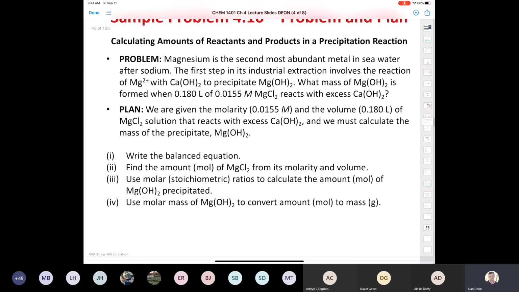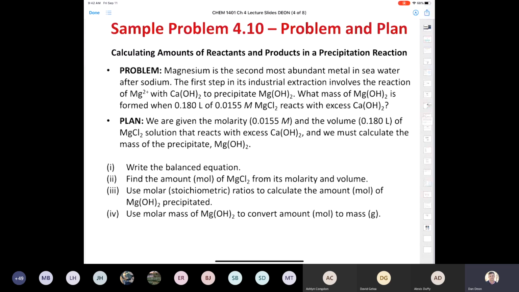It says, calculating the amounts of reactants and products in a precipitation reaction. Magnesium is the second most abundant metal in seawater after sodium. The first step in its industrial extraction involves the reaction of magnesium 2+ with calcium hydroxide to precipitate magnesium hydroxide.